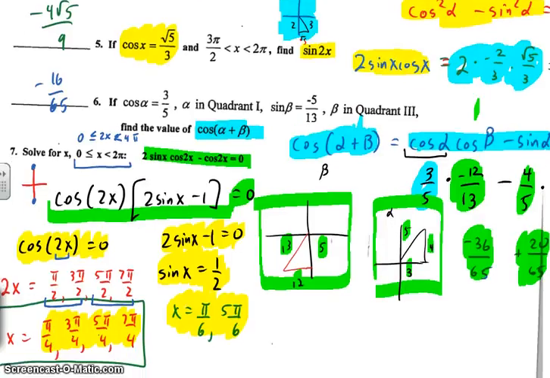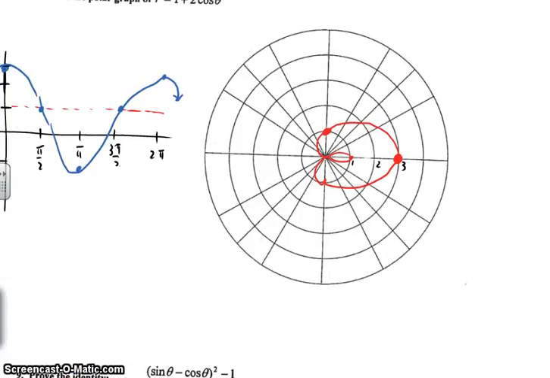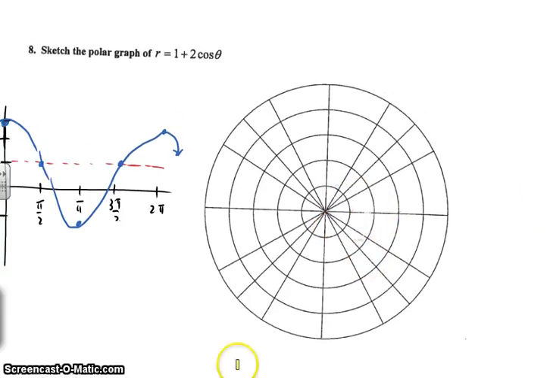Okay? All right. Moving on to the back. Here's what the final answer looks like. I'll sort of step it down here for you. First thing you should do is graph this where y equals 1 plus 2 cosine of x.